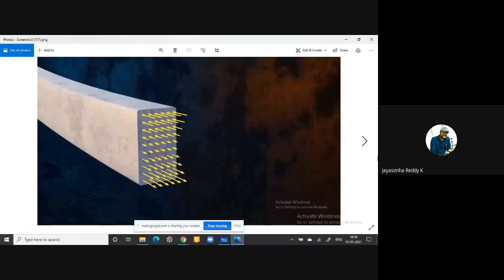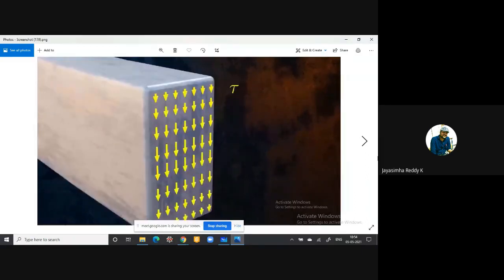We have already seen bending stress, sigma equals M y by I. We have derived all those things, and we have also solved some problems on that. Now let us go to shear stress. So what is shear stress? We have already discussed that there will be shear force offered by the material like this.